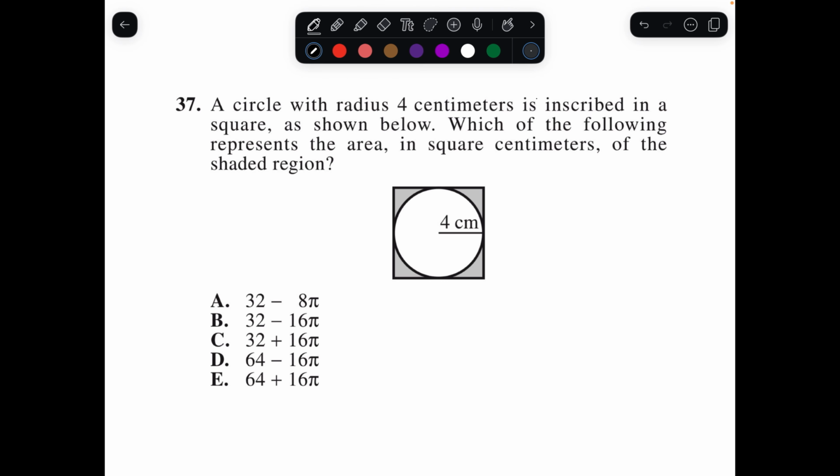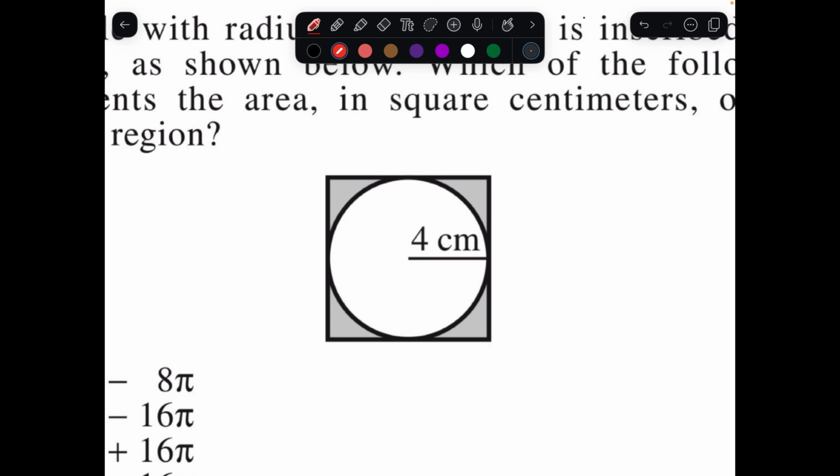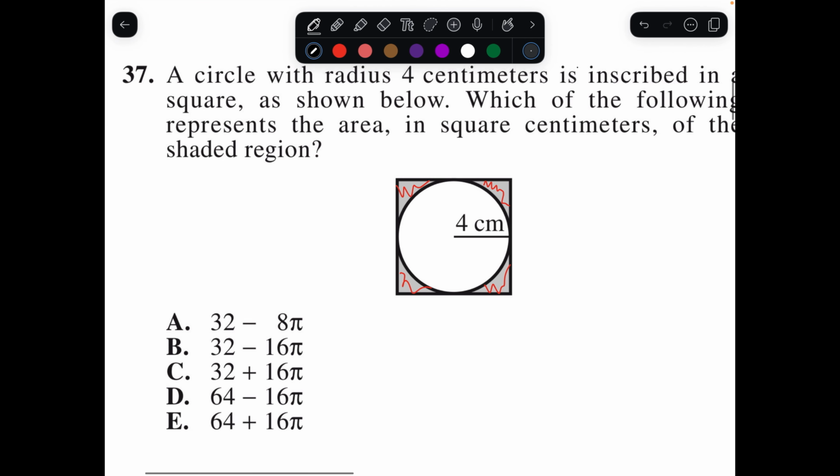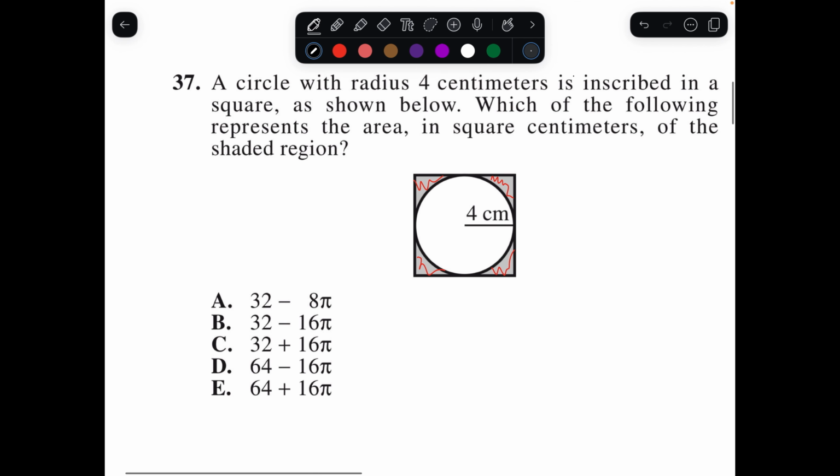Question 37 says, a circle with radius 4 centimeters is inscribed in a square as shown below. Which of the following represents the area in square centimeters of the shaded region? So it's talking about this, right? This is our shaded region. And we're also told that a circle is inscribed inside of a square.